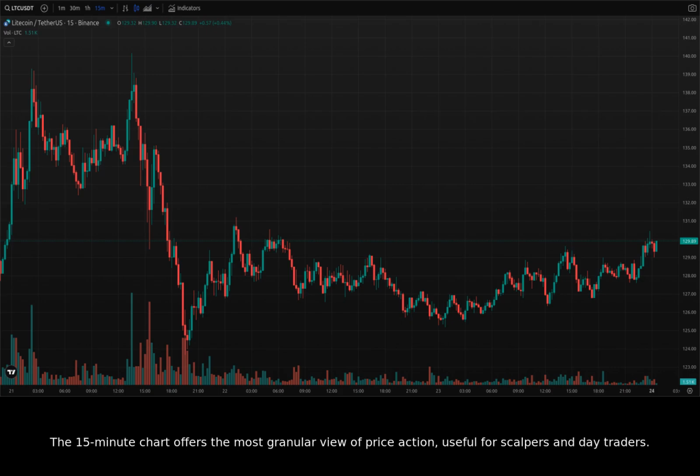The 15-minute chart offers the most granular view of price action, useful for scalpers and day traders. Here we observe price movement in 15-minute intervals, revealing the short-term market's dynamic and volatility. Short-term traders will find this chart's information most helpful. We can see how the price reacts to news and events in real time on this chart. Using all three charts, we can build a comprehensive strategy.